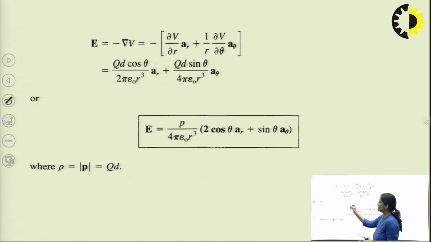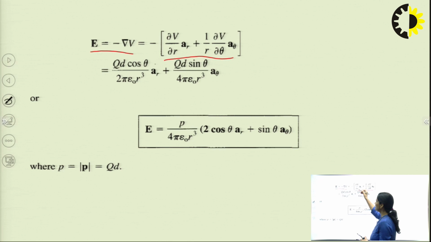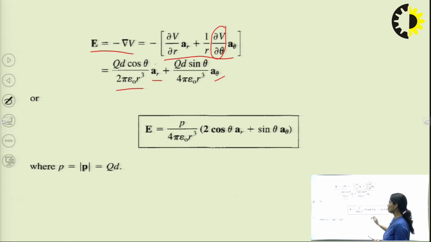Now write down the relation between E and V. E is equal to minus del V. So put here del V. Del V in terms of the unit vector of R and theta is equal to minus del V upon del R unit vector of R plus 1 upon R del V upon del theta unit vector of theta. So put here the value of del V upon del R, that is equal to QD cos theta upon 2 pi epsilon R cube unit vector of R. Now also put the value of del V upon del theta, so Q d sin theta upon 4 pi epsilon naught R cube unit vector of theta.